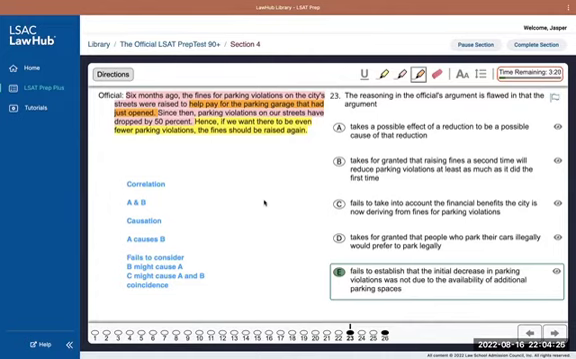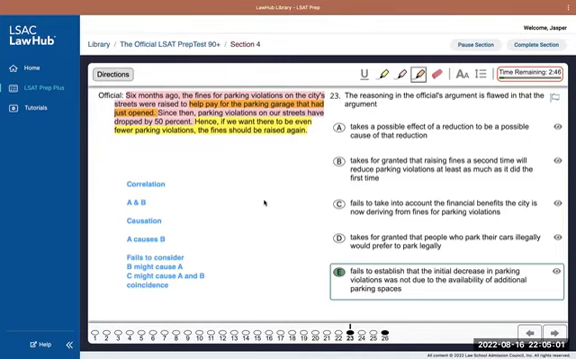But even if you did, it wouldn't be the right orientation. So in this case, they're saying that they're assuming that people who park illegally would prefer to park legally, and that's kind of the opposite of what they're assuming, right? They're assuming that people are just going to change their behavior based on the potential of being punished, rather than if they have the option to park legally, then they would do that.